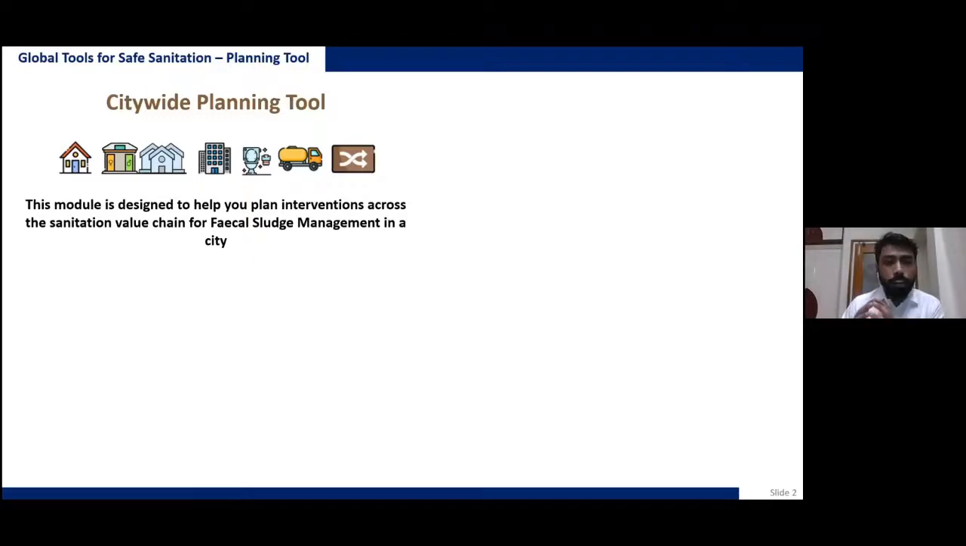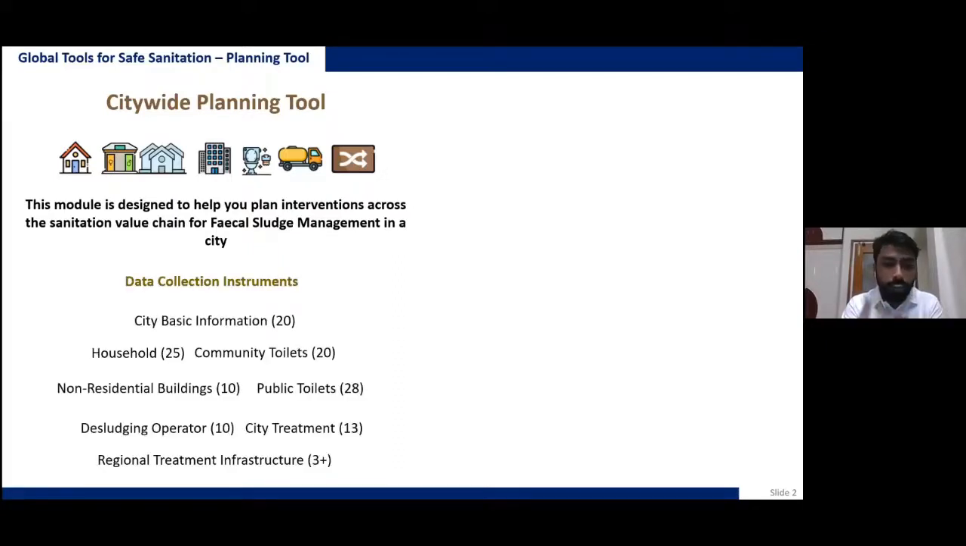And also, while you're talking about the planning interventions, these are the kind of questionnaires or data collection instruments which are already there on the platform. So you have city basic information that you need to capture. You need to capture data from households. You need to capture data from community toilets, from non-residential buildings, the institutional, educational, healthcare facilities, public toilets, desludging operators, the city's treatment infrastructure, and if you are also looking at planning for regional treatment infrastructure, suppose a city doesn't have an FSTP or a treatment infrastructure, you can also plan for the regional, wherever there is a nearby STP, whether it's accepting co-treatment facilities, or you can club 2 different cities or 3 different cities within a cluster, and you can plan for a regional treatment infrastructure.